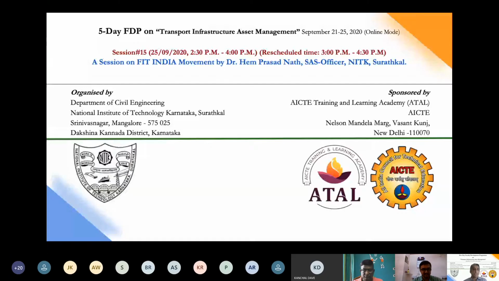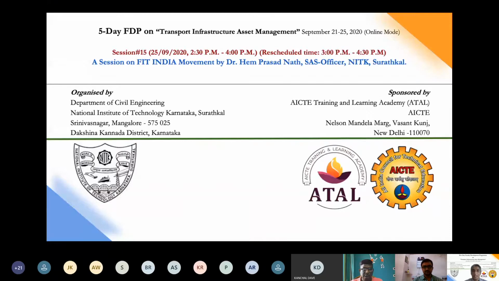So welcome to the last session of the 5-day FDP program on transport infrastructure asset management. Session number 15. This session is a very compulsory session. It is dedicated to an event in line with the Fit India movement. That's why a session on the Fit India movement, and this will be handled by Dr. Hem Prasad Nath, SAS officer, NITK Surathkal.